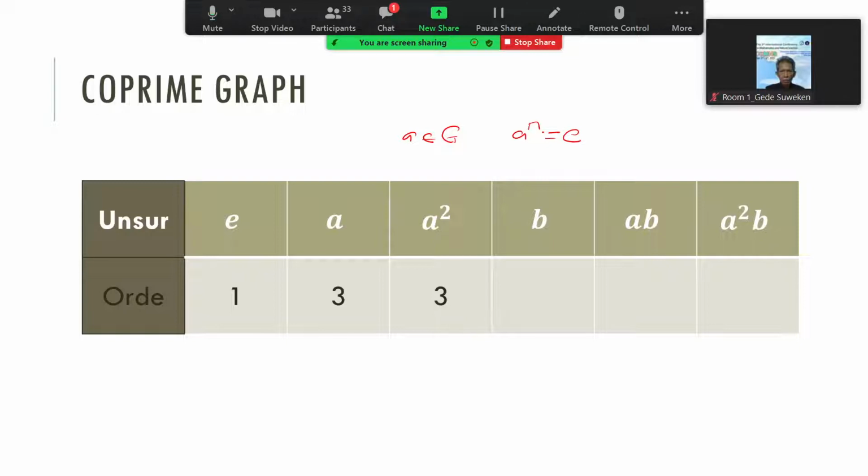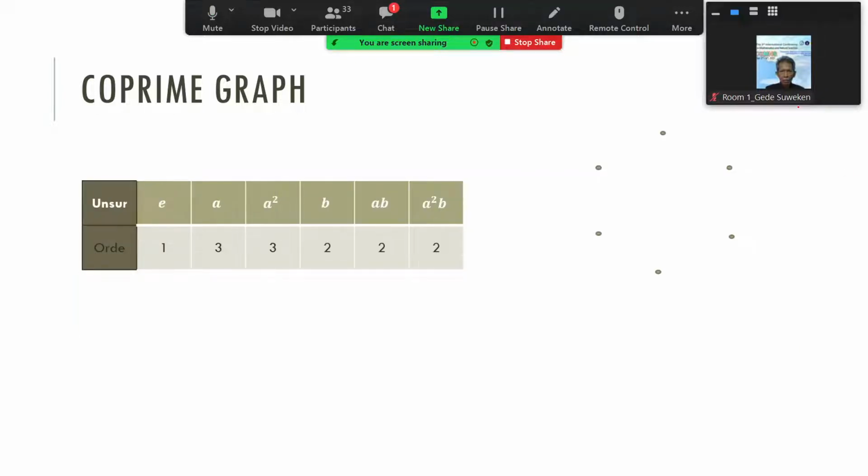So we know that the rotation of the triangle has order 3, and the reflection elements B, AB, and A square B have order 2. So if this one is E, this one is A, this one is A square, this one is B, this one is AB, and the last one is A square B, then we know that B and identity always have an edge to every element.